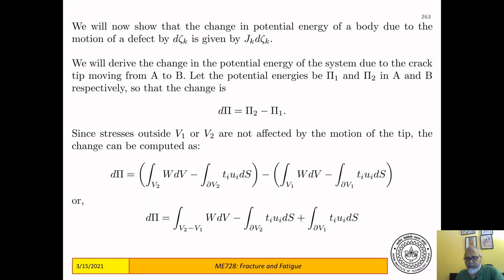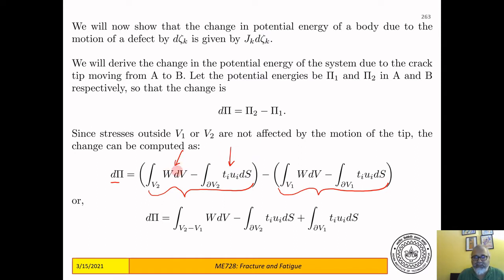So here is how we do it. So d pi, which is the change in the potential energy, is, let's say there are no body forces. So body forces are zero. Therefore, in the second state, in the moved state, when the crack tip has moved from A to B, this is the potential energy. And when the crack tip was at its original location in A, this was the potential energy. So the difference between them is what we call d pi. So this is the strain energy stored and this is the potential of the load. There is no potential due to the body forces because we have neglected body forces.